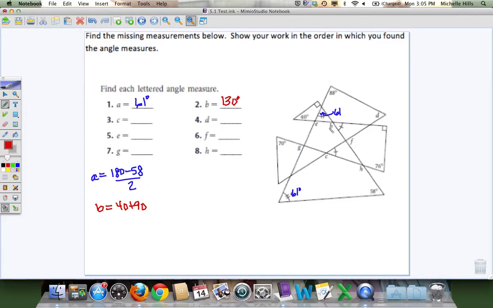I did not find C next. I actually found E next. And I found E by looking at this large quadrilateral, the one with the 76 degree angle and the 90 degree angle. Oops. Nope, I'm sorry. This large quadrilateral, the one with the 130 I just found, the 58 degrees, and the 61 degrees. If it's a quadrilateral, the sum of the angle measures is 360 degrees. I just found that the measure of the one is 130. I know the 61 degrees and the 58 degrees at the bottom of the screen. So E ends up equaling 111 degrees.